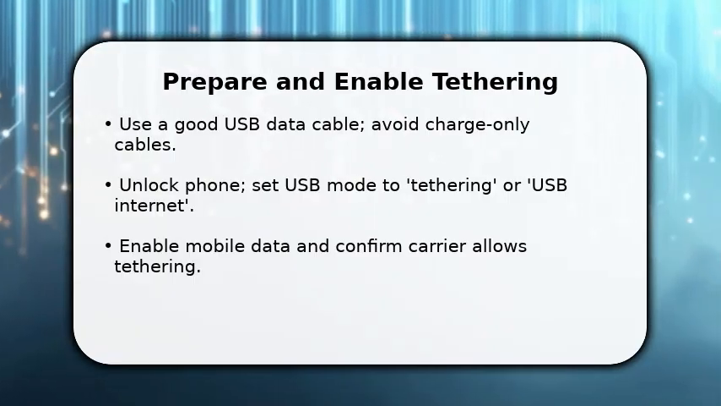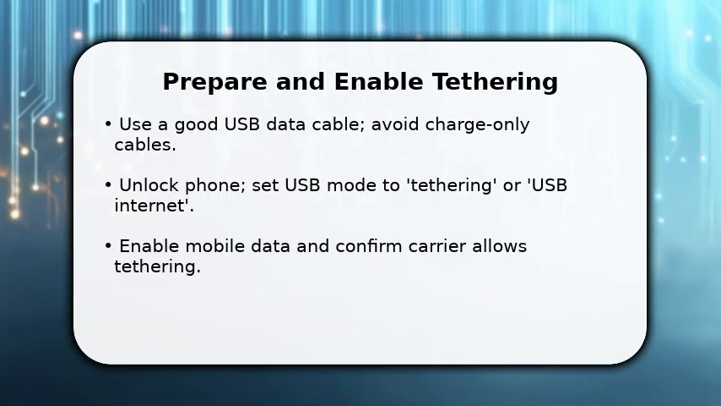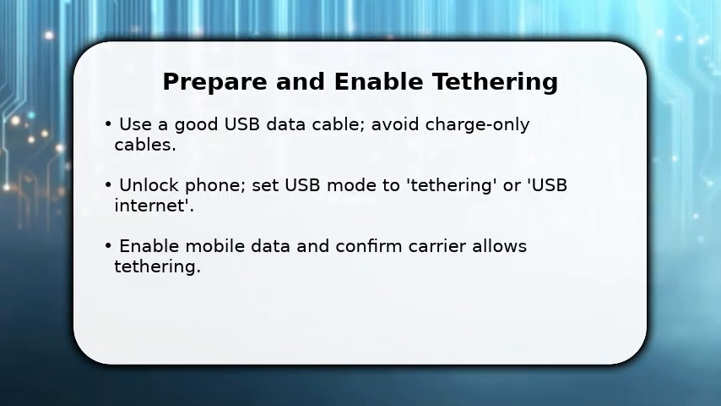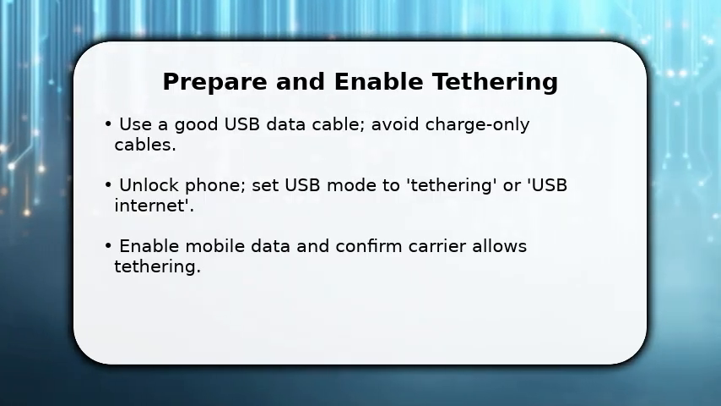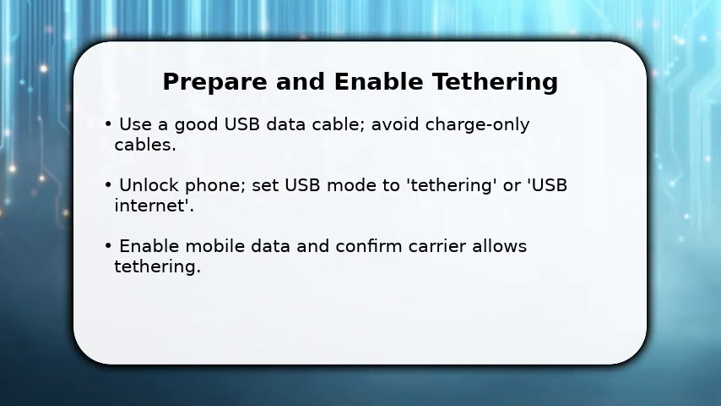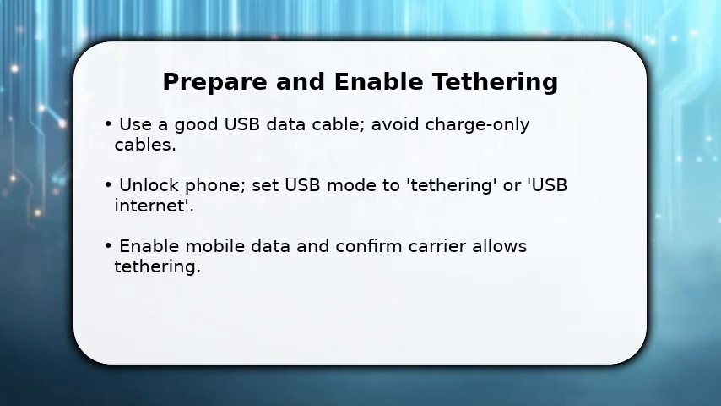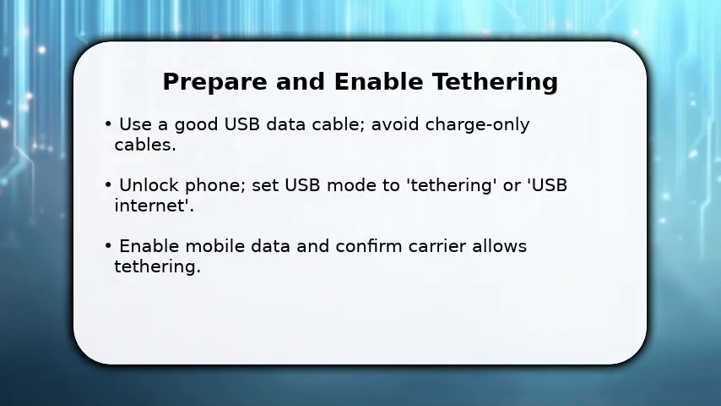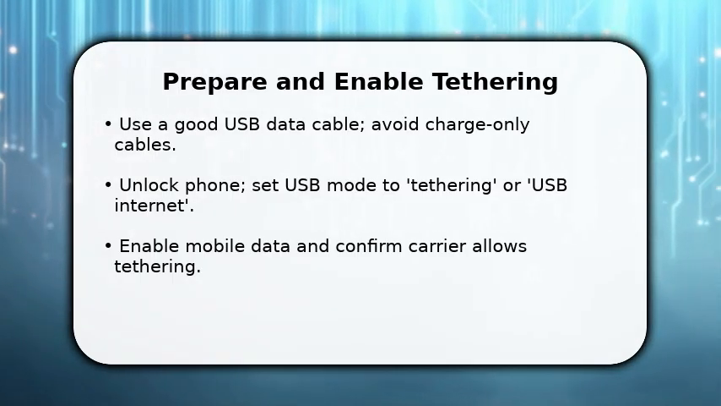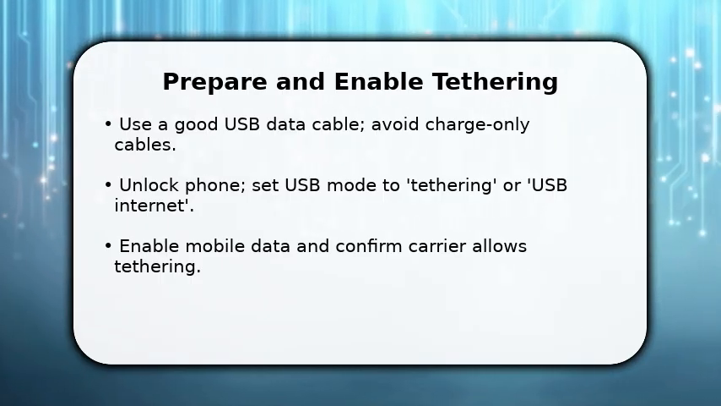You start with essentials: a data-capable USB cable and active mobile data. Plug the phone into the PC and unlock the device so settings are accessible. On Android, open Settings, right arrow Network, right arrow Hotspot and Tethering, and flip USB tethering on. On iPhone, go to Settings, right arrow Personal Hotspot and enable. Make sure your carrier plan permits tethering.